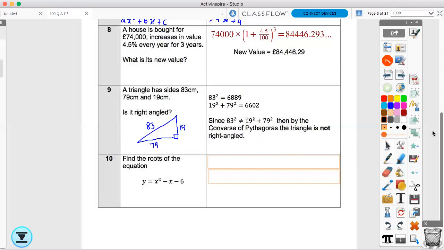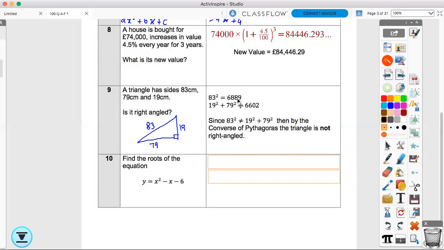See, I just wrote this is not a right angle triangle. Yeah. But then some markers can be a bit picky about what you're writing down. You need to put a statement that shows that you've got these two not matching, right?